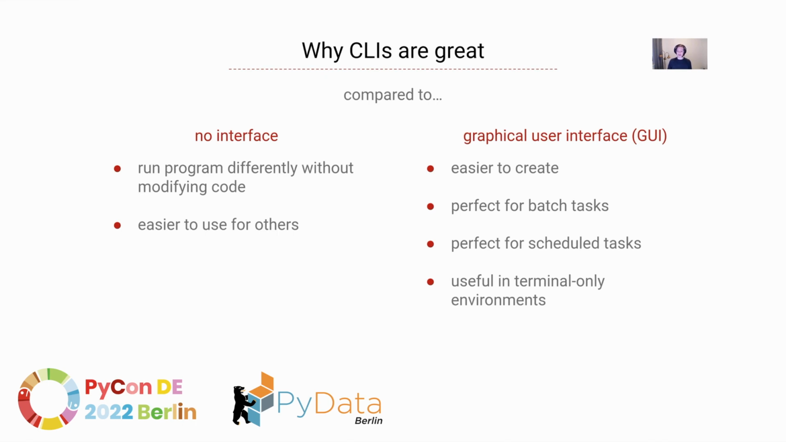The other alternative are graphical user interfaces. So compared to graphical user interfaces, command line interfaces are just way easier and faster to create. Also, CLIs are perfect for batch tasks. If you want to rename 1,000 files, you're not going to do it manually via a GUI. Same goes for scheduled tasks. So if you have a script that needs to run every night at 2 a.m., you're not going to go for a GUI approach. The last point that came to my mind is environments like remote servers where a terminal might just be all you have available.